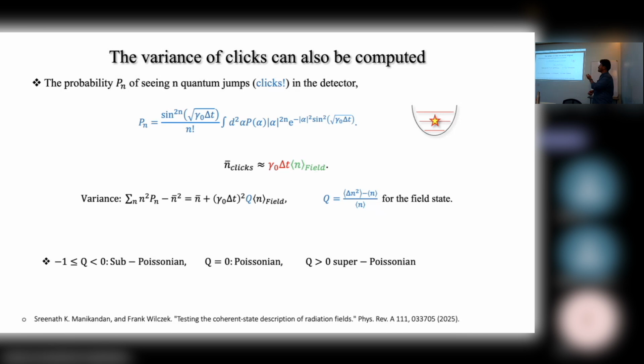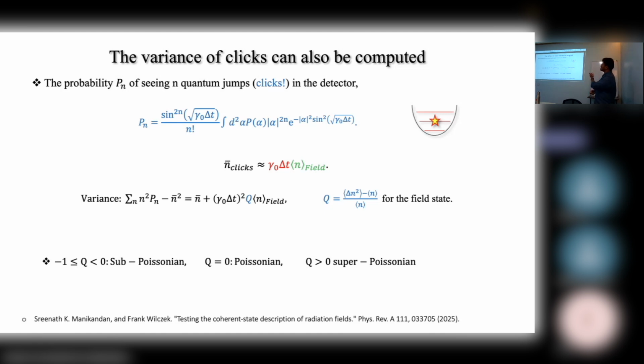If it is between -1 and 0, we say that the radiation field is sub-Poissonian. A Fock state, a number state, has a well-defined number, so its variance goes to 0, and we get Q equal to -1. Q is equal to 0 for a coherent state. It is Poissonian, so mean is equal to variance, the difference goes to 0. And Q is greater than 0 for super-Poissonian. A thermal state is an example of a super-Poissonian state.